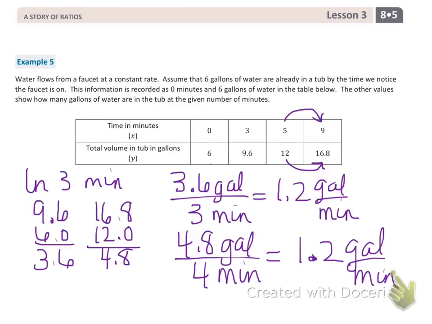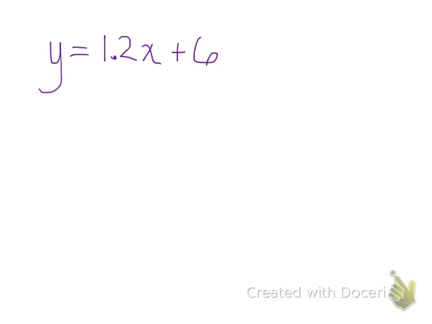Let's go look back and check that. So we'd want to calculate for the number of minutes. 3 times 1.2 would be 3.6, plus 6 would give us the 9.6. Okay, so that's our function right there. Multiply by the 1.2 and then add 6. So there's our function rule that reflects the water that's already in the tub. So if the tub was empty, then we would just get rid of the plus 6 and it would just be y equals 1.2x.